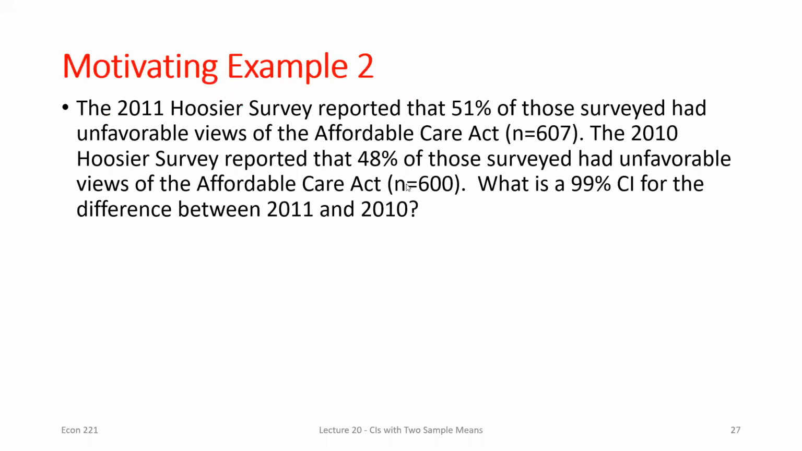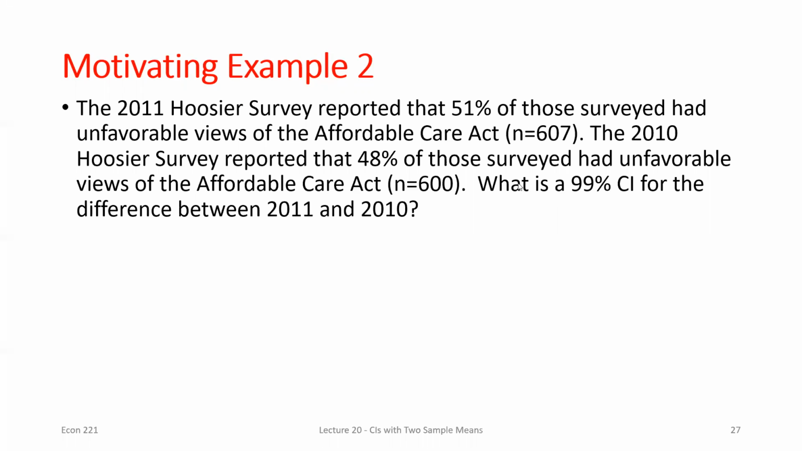So instead of going through this one, I'm just going to give an additional example. If you want to work on it on your own, it's really the exact same setup. We're just looking at a different question: do they have unfavorable views of the Affordable Health Care Act? 51% and 48%, so 0.51 and 0.48, are our two sample proportions. It was the same survey, so they're the same sample sizes. I want a 99% confidence interval.